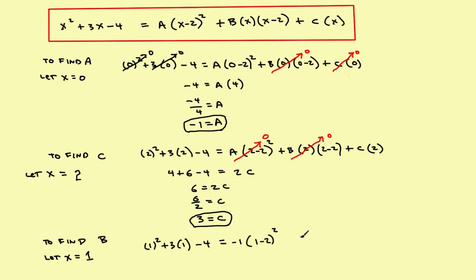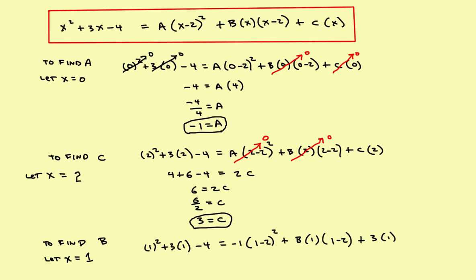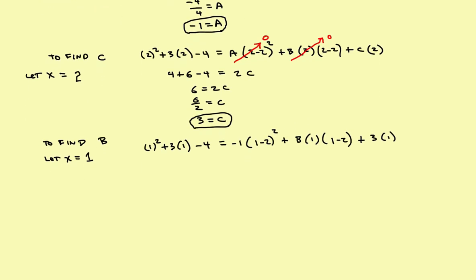squared. And then plus B is what we're solving for. So we've got B times, and again, everywhere we've got an x, we'll plug in a 1. So we'll plug in a 1 there and a 1 there. That takes care of that part. And then finally, plus, and in place of C, put what C is equal to, which would be 3, and again, in place of x, we'll put a 1. So what this gives you is a single equation that has one unknown. So we'll go ahead and solve this.